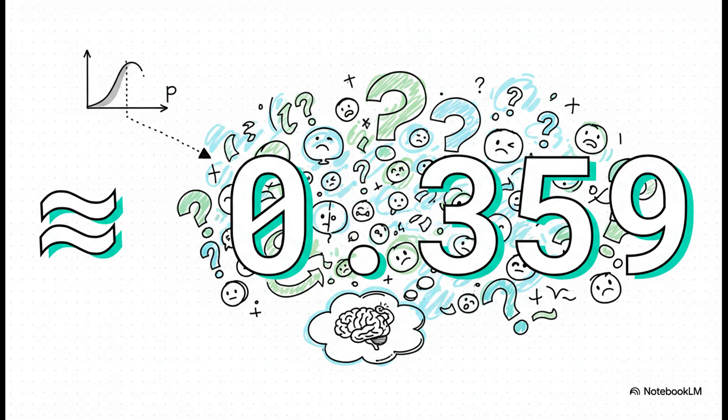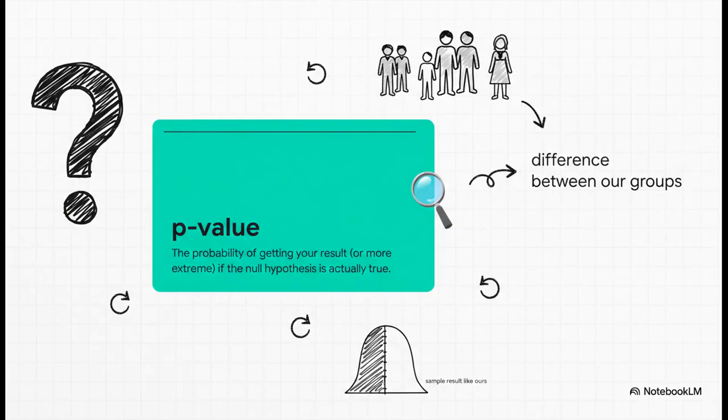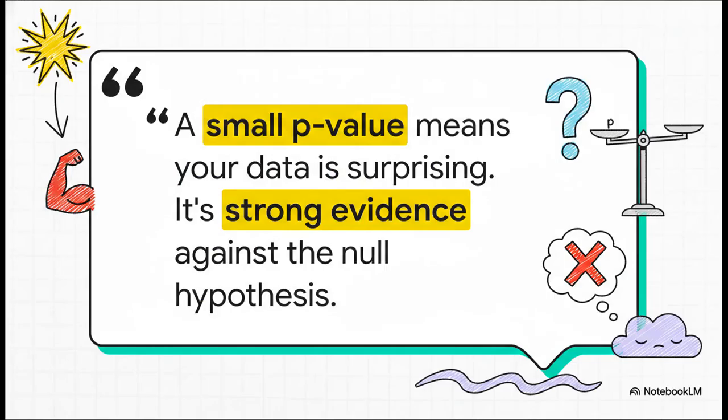But what on earth does that number actually mean? This is, without a doubt, one of the most misunderstood ideas in all of statistics. Okay, so that 0.359, it's a probability. It's the answer to this very specific question. If the null hypothesis were true, if there really was no difference between the groups, what's the chance we'd get a result like the one we got, just from random luck? Here's a really simple way to think about it.